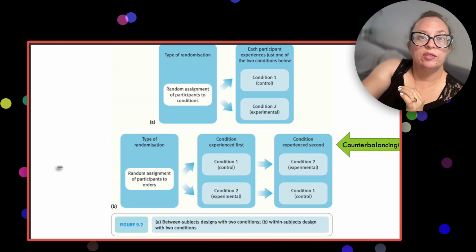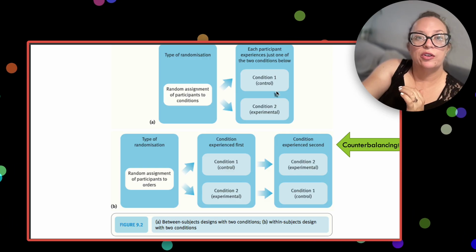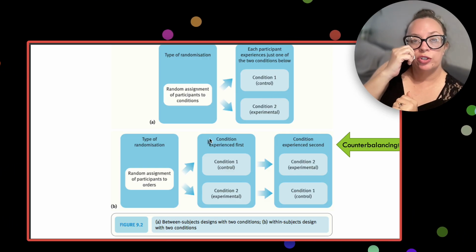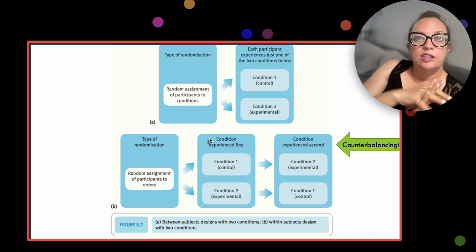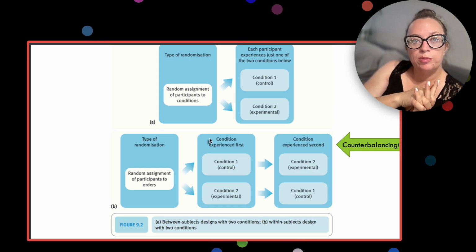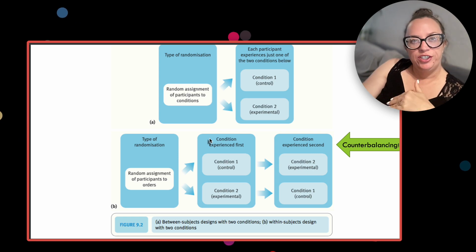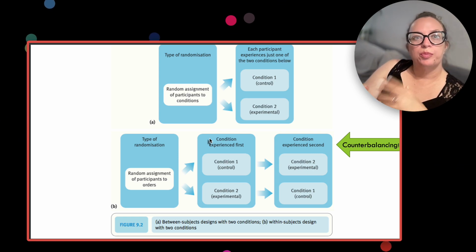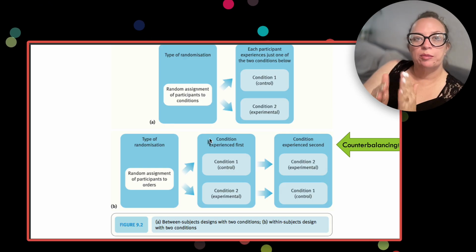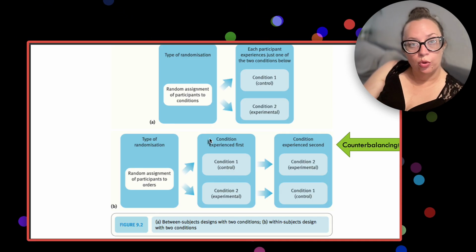All right, we have something called counterbalancing. Counterbalancing has to do with the order in which conditions are given. So I think that this image helps out quite a lot here. We have a between subjects design on top with two conditions, then within subjects below. So for between subjects, we're just splitting the sample into two groups. One gets the experimental condition, one gets the control condition.